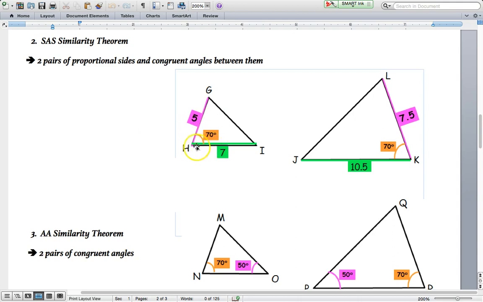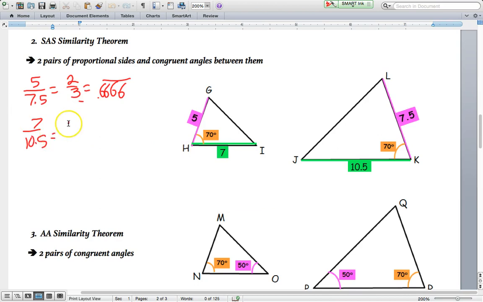You just got to see if two sides are proportional. So right here, let's do 5 over, which side does it correspond to? 7.5. And when we divide that, we get 2/3, or it reduces to 2/3, which is 0.6666, whatever, you can put lines over it, however you want to do it. All right, and then we check the other one, 7 over 10.5, and we get the same thing, 2/3 or 0.6 repeating. Okay, so our sides are proportional.